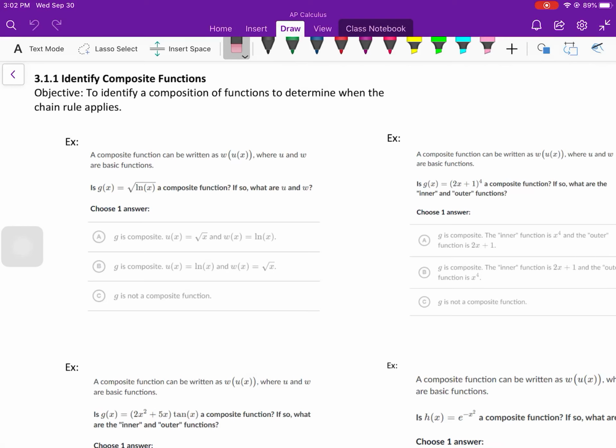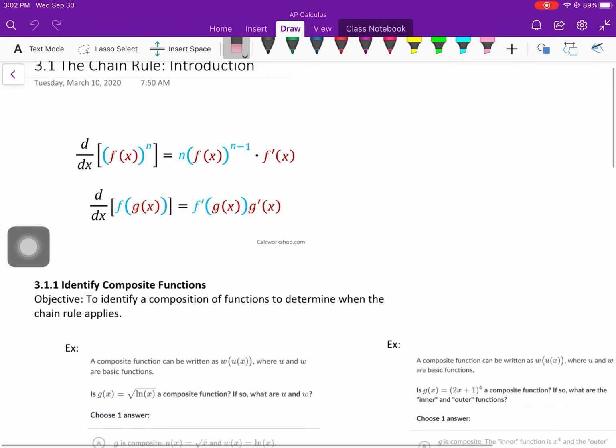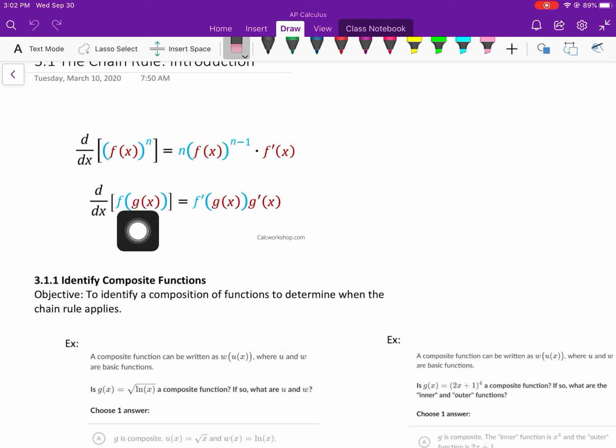The most difficult part I find that students have with the chain rule is just identifying the composite functions to begin with. So remember, the chain rule is when you have an inside and outside function, you're going to take the derivative of the outside, keep the inside the same, and then whatever that inside function is, you then multiply everything by the derivative of the inside function.